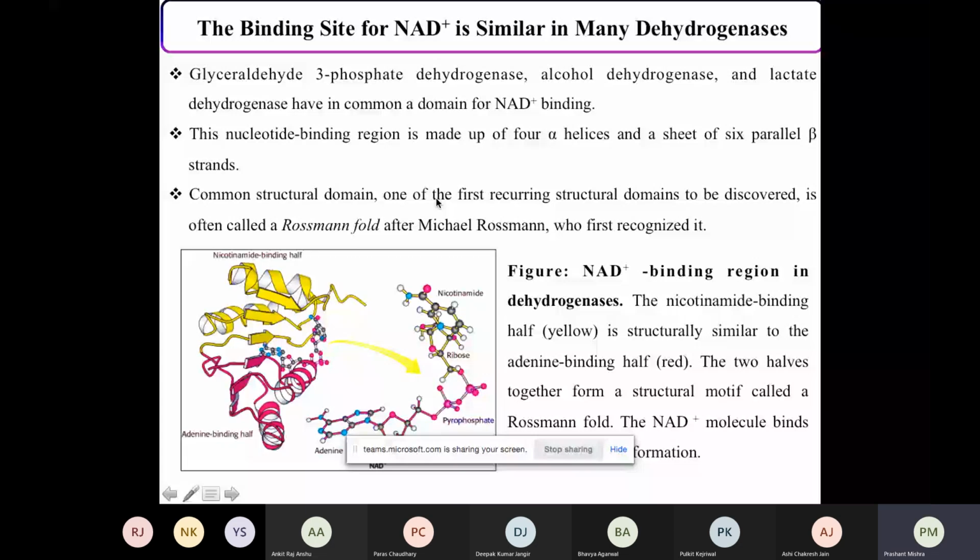This is a common structural domain, one of the first recurring structural domains to be recognized, and it is known as the Rossmann fold. The Rossmann fold is where you have a nicotinamide binding site and an adenine binding site. These two combined are called a Rossmann fold. So the Rossmann fold is the binding site where your NAD can bind, and it's common. You have seen that most of the dehydrogenases you have learned have an NAD plus binding site or NADH binding site.